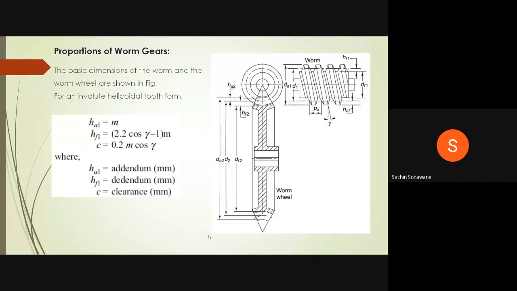For an involute helicoid tooth form, ha1, the addendum of the worm, is equal to m. hf1, the dedendum of the worm, is equal to (2.2 cos gamma minus 1) into m. c is the clearance, equal to 0.2 m cos gamma, where ha1 is the addendum in mm, hf1 is the dedendum in mm, and c is the clearance in mm.